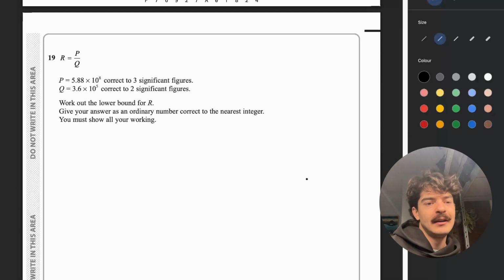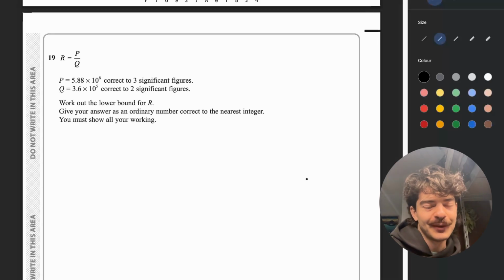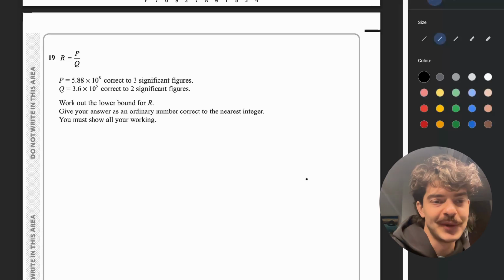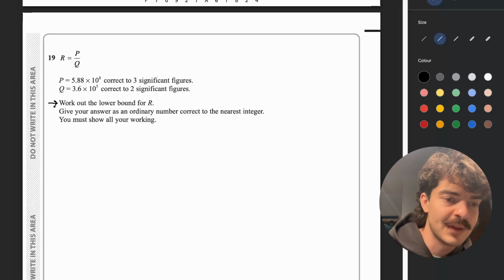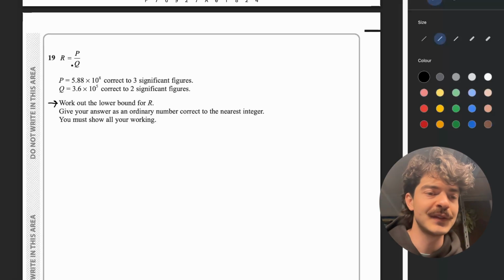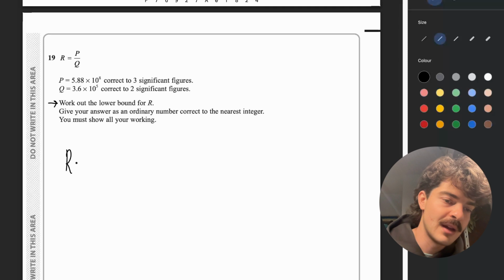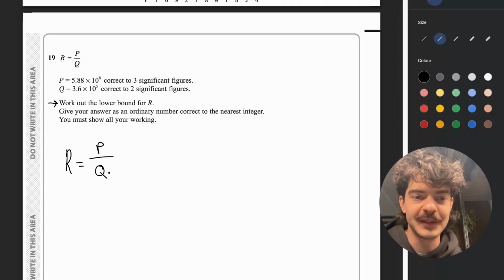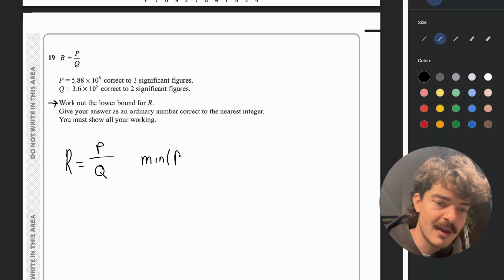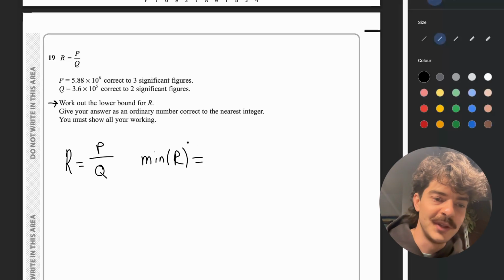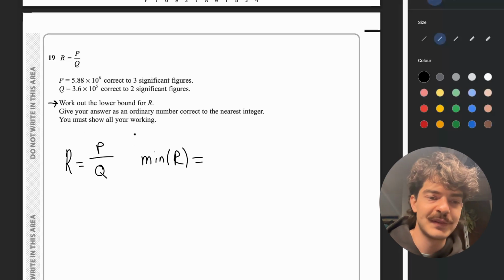Question 19. We've got P correct to 3 significant figures, and Q equal to 3.6 times 10 to the 5 correct to 2 significant figures. Figure out the lower bound of R. We want to know the lowest value R could be. R is equal to P over Q, and to minimize R, we want to find the minimum this fraction can be.